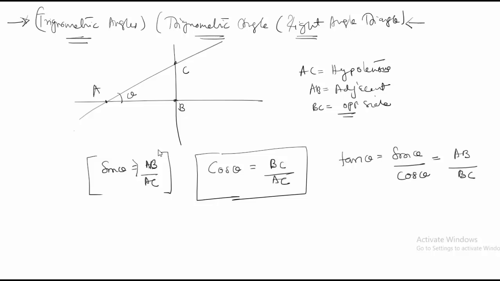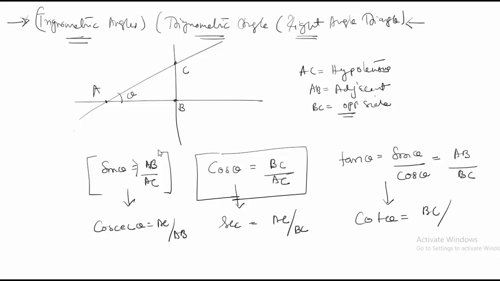and the opposite of this is known as my cosec theta, which is equal to AC upon AB, and the opposite of this is known as my sec theta, which is equal to AC upon BC, and the opposite of this is known as my cot theta, which is equal to BC upon AB, or equal to 1 upon tan theta.